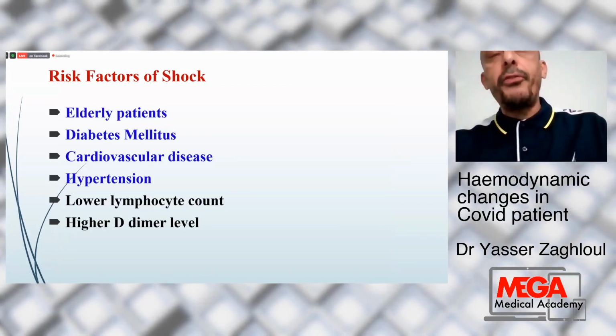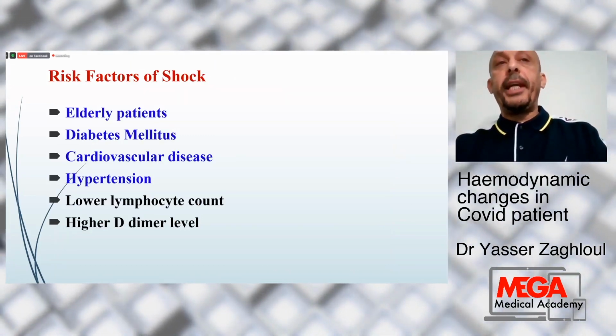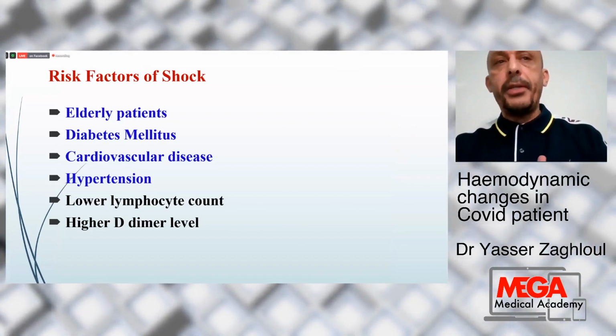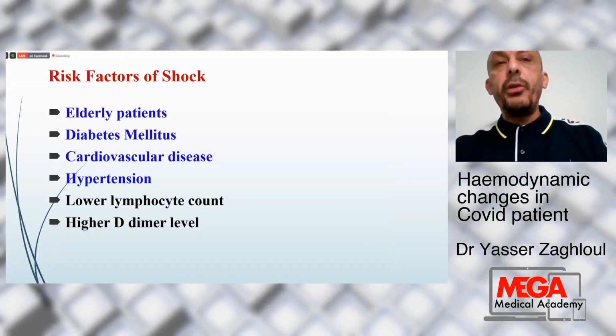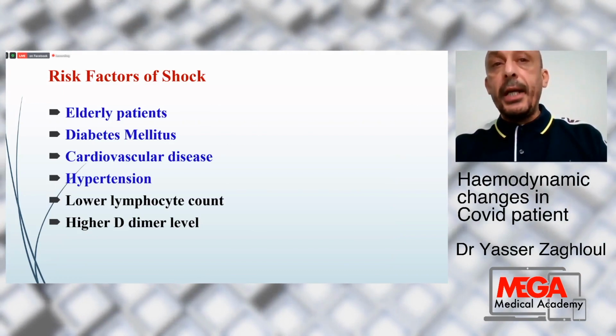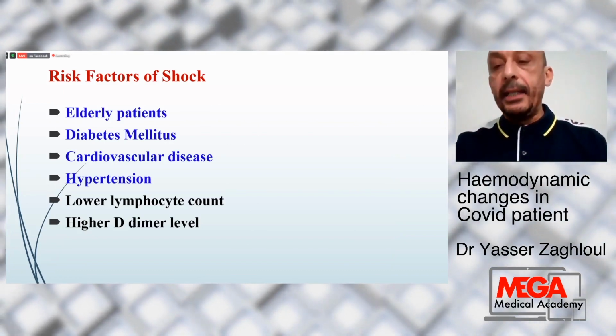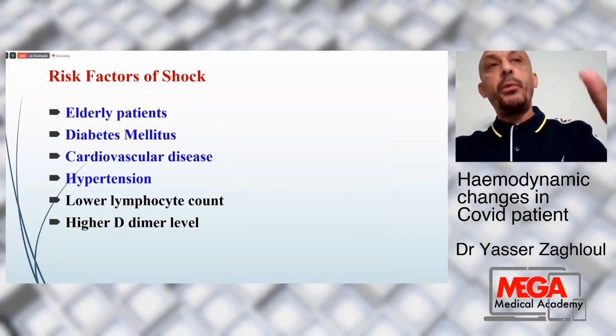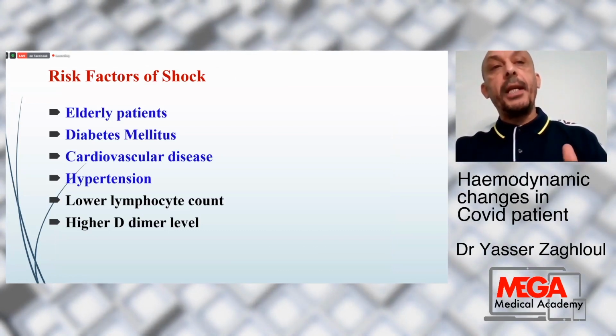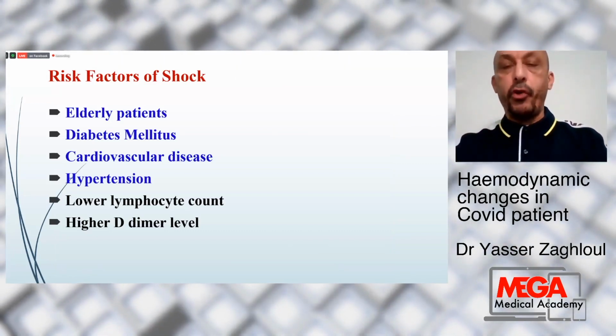The risk factors of shock in COVID patients are old age, diabetes, cardiovascular disease, hypertension, low lymphocyte count, or high D-dimer level. So if you find one or more of these risk factors, expect a higher incidence of shock.